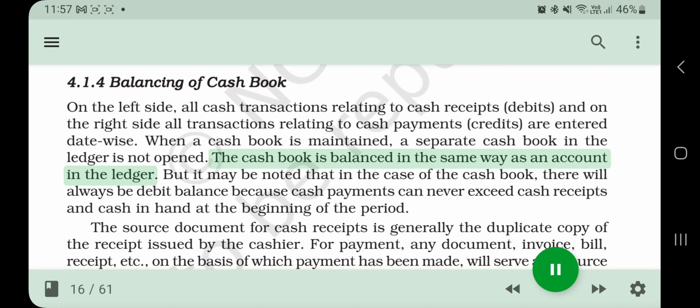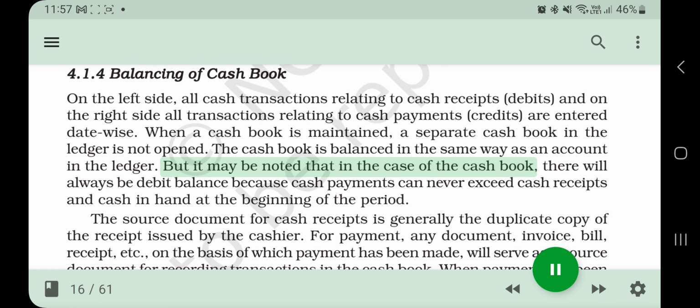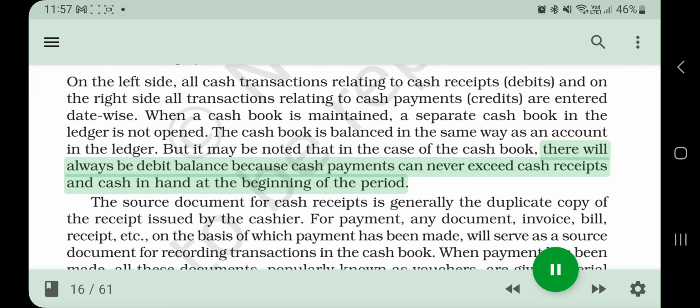The cash book is balanced in the same way as an account in the ledger. But it may be noted that in the case of the cash book, there will always be a debit balance because cash payments can never exceed cash receipts and cash in hand at the beginning of the period.